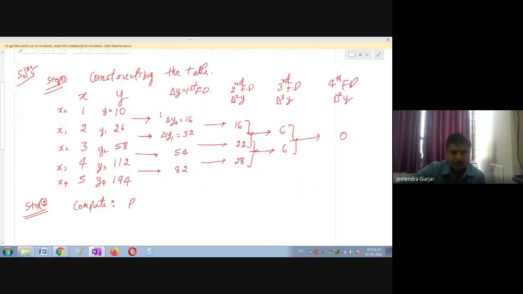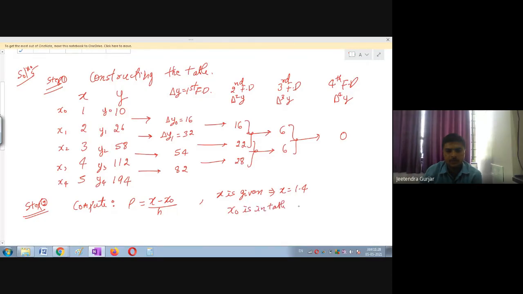This is forward difference. So the formula for forward difference is P is equal to x minus x naught upon h. Am I right? So what is x here? X is given always. Please remember x is given. Therefore, x is equal to 1.4. Okay. X naught is in the table. Please remember, in the table it is the first value. It is also known as the first value. See, I'm writing everything on the right hand side. You can see x naught. Therefore, x naught is equal to 1.